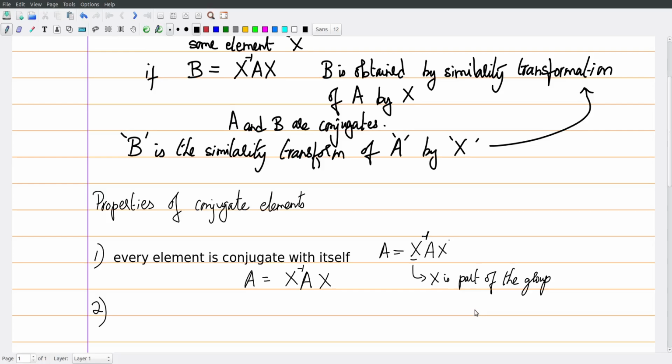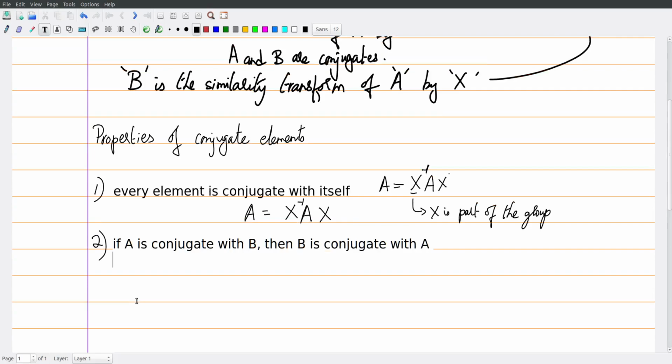If A is conjugate with B, we also say that B is conjugate with A. So this is very, very important. If A is conjugate with B, then B is conjugate with A. This is very, very important to know. Okay, so we'll see this when we do the practical examples, right?